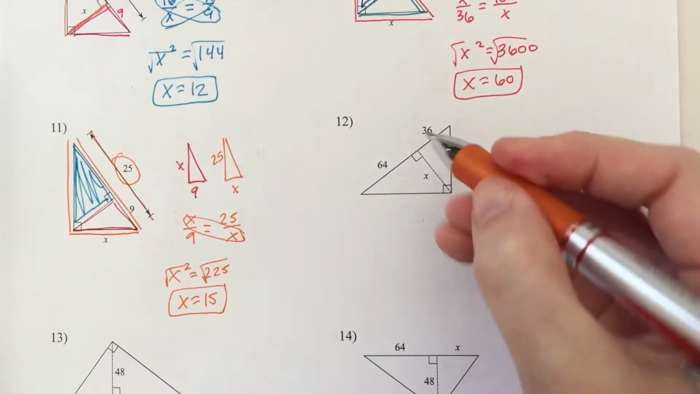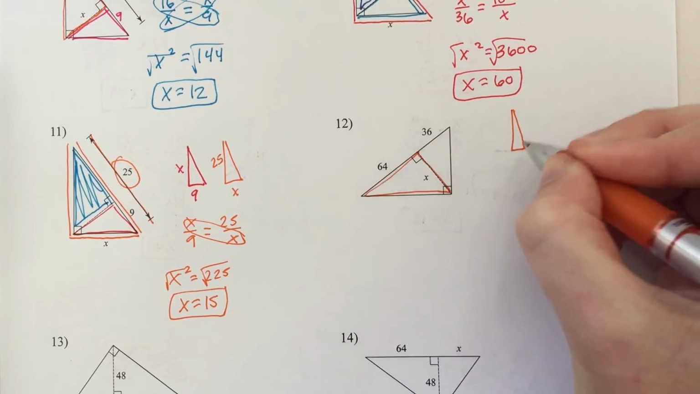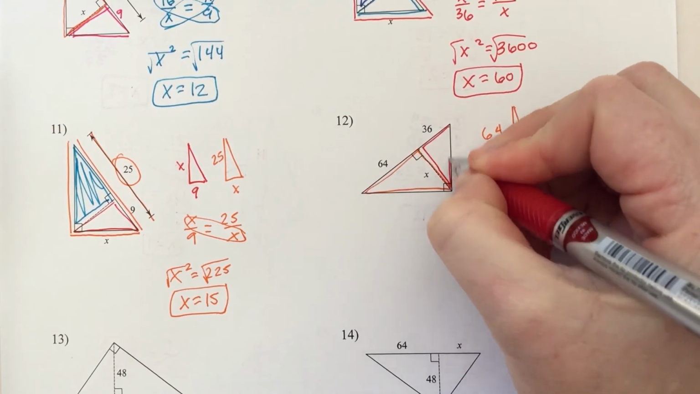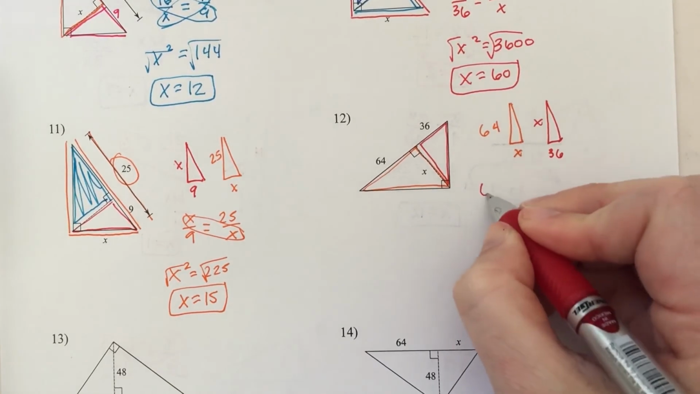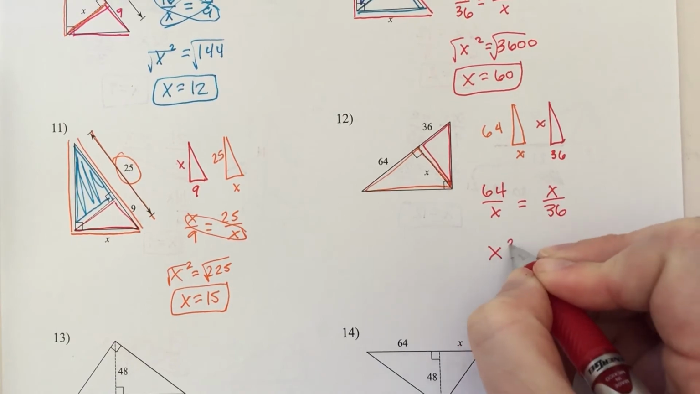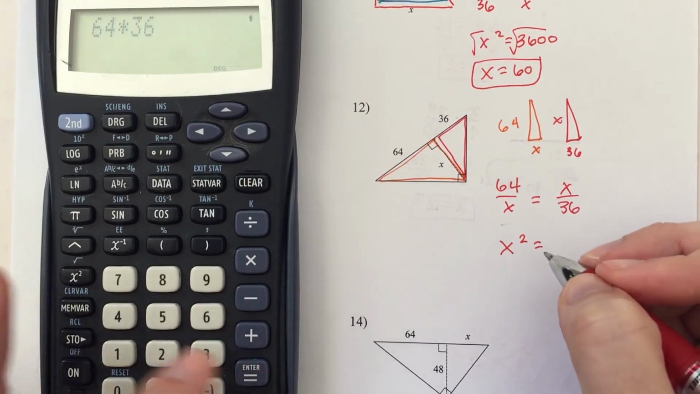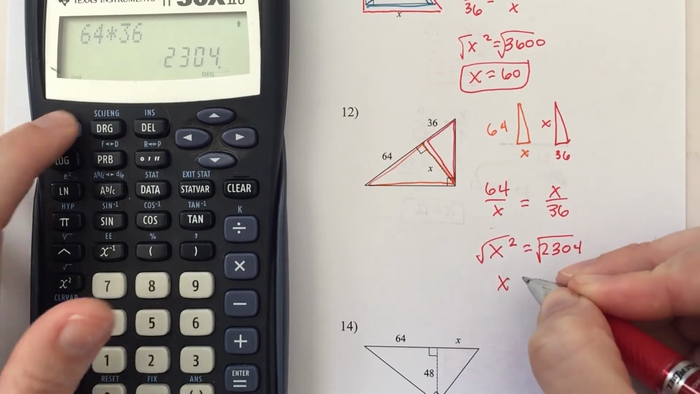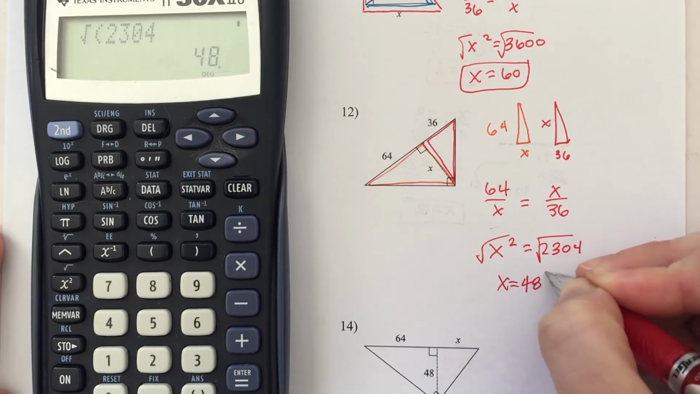For problem 12, I'm going to take out this triangle here. X is the shortest length, 64 is longer. If I look at this small triangle, I have that 36 is short and x is long. 64 over x equals x over 36. X squared equals 64 times 36. Square root it. 48.